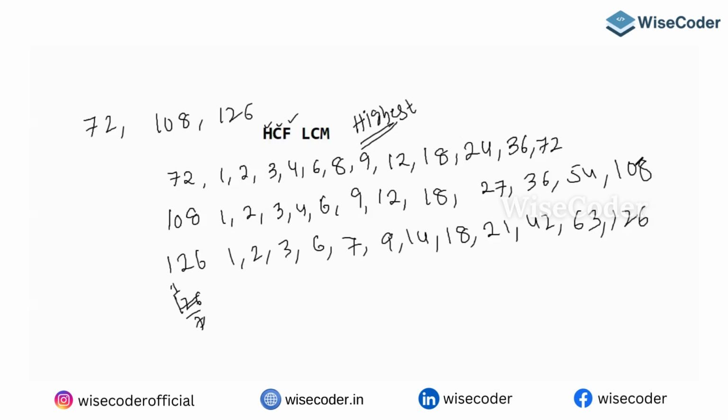Come from here. 126 is present in common, so 126 is eliminated. Is 108 common? No. Is 72 common? No. Is 63 common everywhere? No. 42 is here, but 36 is not present everywhere, so 36 is not going to be your HCF. 21 is present here, but not everywhere, no.